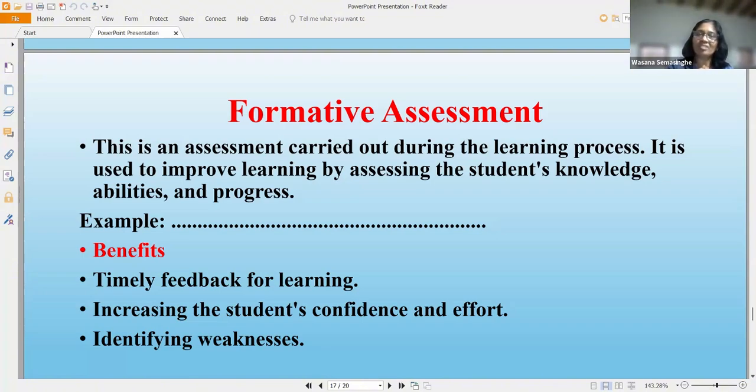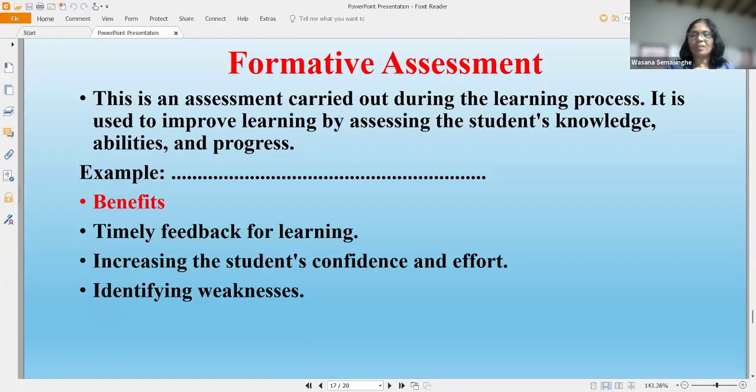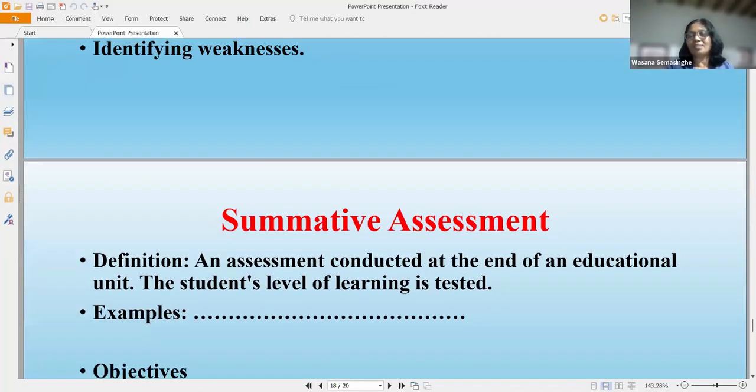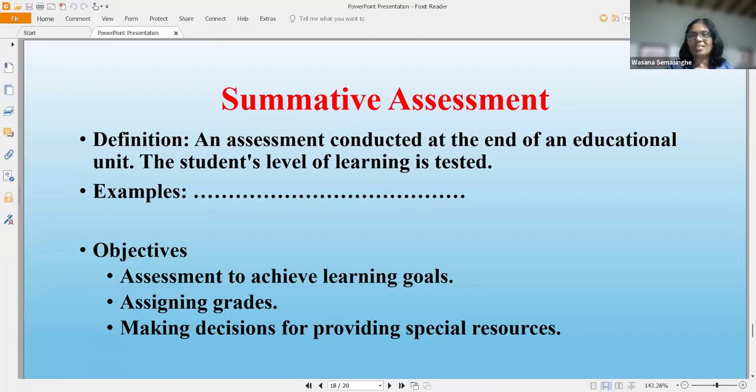What do you mean by formative assessment? Assessment that is done during the teaching learning process. Formative assessment. Okay. The other type: there are two types of assessment. One is formative assessment and the other is summative assessment. In learning, these two types of assessments are very, very important.